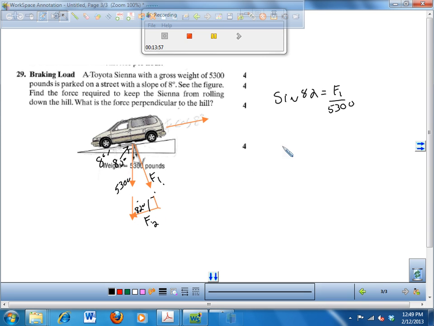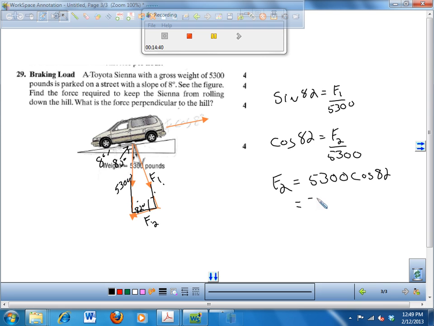But they want the horizontal force. So the cosine, because it's adjacent, and this is the hypotenuse of this right triangle right here. See the right triangle? This is the hypotenuse. So the cosine of 82 is equal to force 2 divided by 5,300. So force 2 is just 5,300 times the cosine of 82. Can someone do that on their calculator? Cosine 82 is going to be a pretty small number. 737.